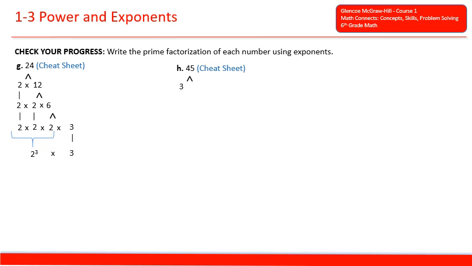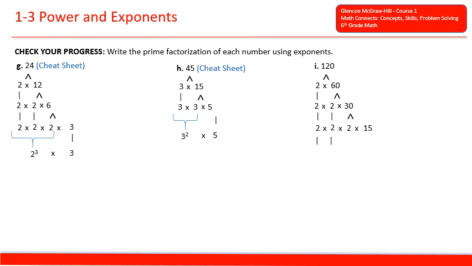And then 45, 3 times 15. I'll bring the 3 down, times 3 times 5. All those numbers are prime. So 3 squared times 5. 120, 2 times 60. I'll bring the 2 down, 2 times 30. I'll bring those 2's down, and I'll do 2 times 15. I'll bring 3 2's down, and I'll do 3 times 5. So I have 2 cubed times 3 times 5.